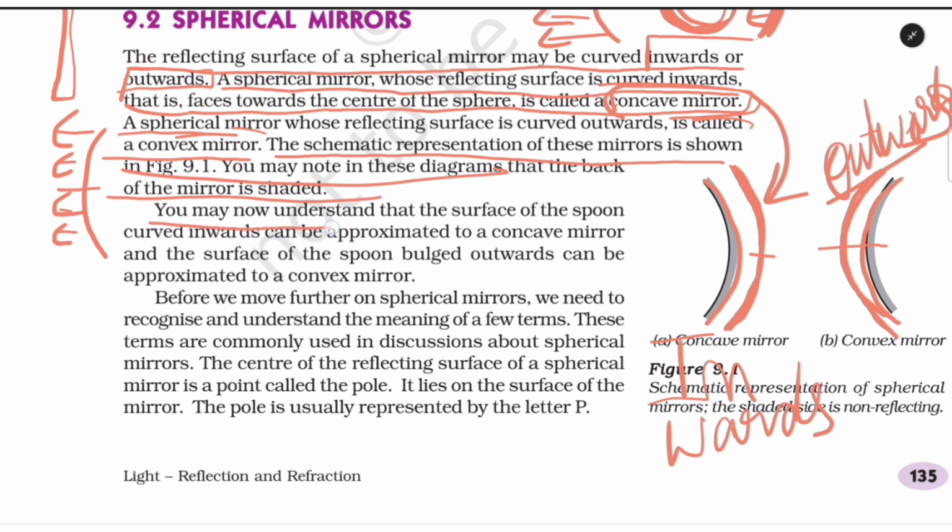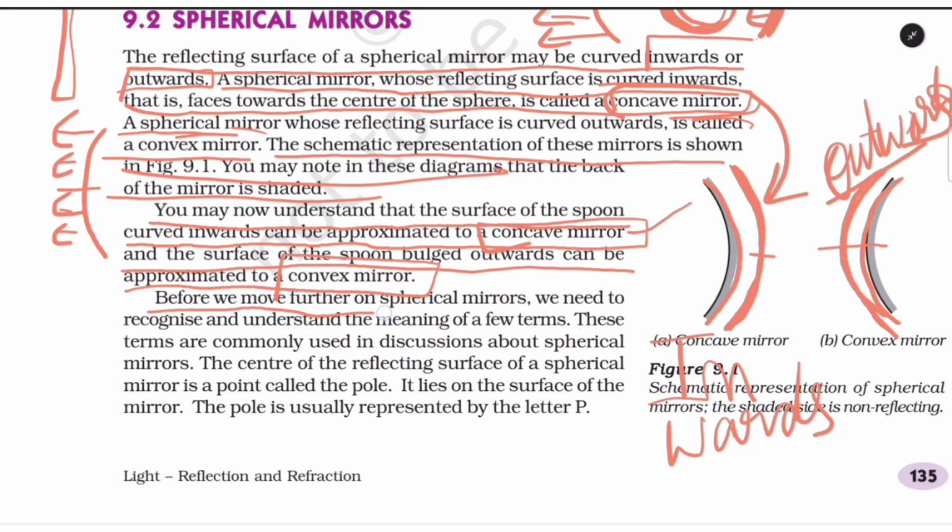You may now understand that the surface of the spoon curved inwards can be approximated to a concave mirror. You are holding the spoon, and if you see that at the center it is inwards, it means it is a concave mirror. The surface of the spoon bulged outwards can be approximated to a convex mirror. It is represented as a convex mirror.